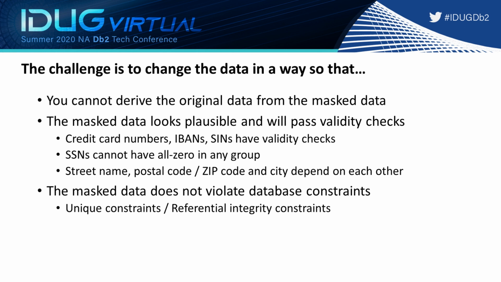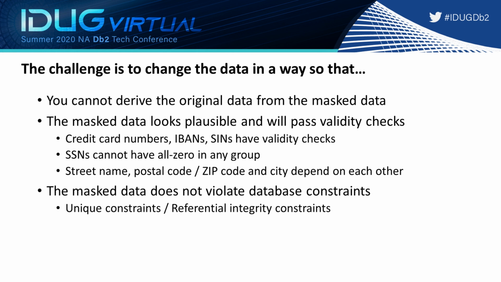At the same time, the application has certain expectations as to what the data should look like. Table columns have a meaning, and not every value that you can possibly put in a column makes sense for an application that uses the data. Some data types, such as credit card numbers, have an internal structure, for example a check digit, so applications will usually do validity checks when processing these numbers, and they will produce errors if the masked data is not plausible.